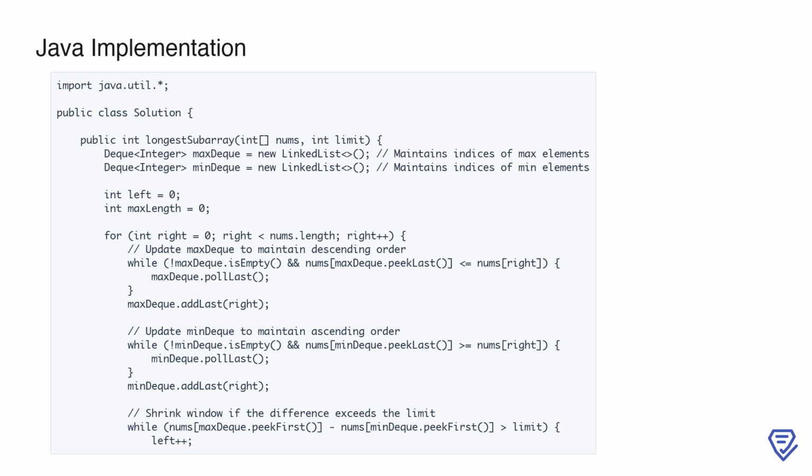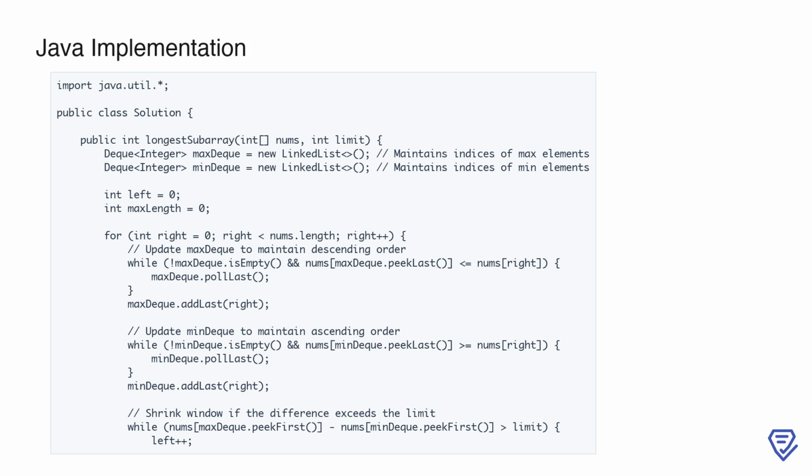Next, we iterate through the array using a right pointer, expanding the window one element at a time. For each element, we update the maxDeque by removing indices from the back where the corresponding values are less than or equal to the current element, ensuring the deque remains in descending order. Similarly, we update the minDeque by removing indices from the back where the corresponding values are greater than or equal to the current element, maintaining ascending order.